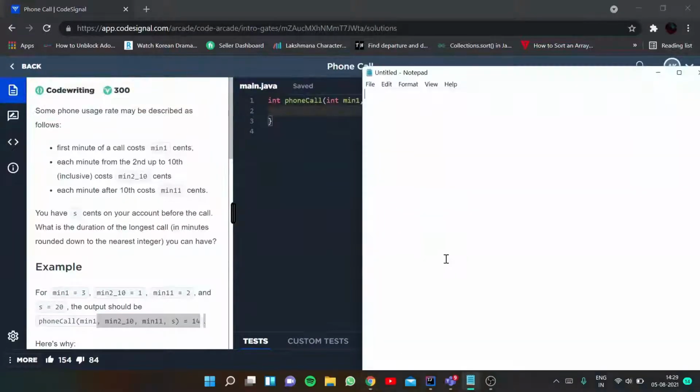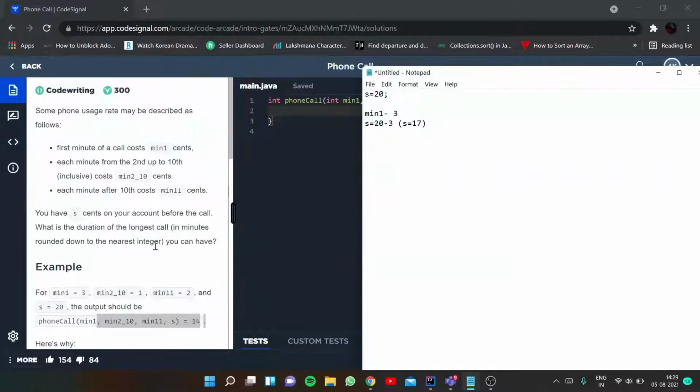Okay, we'll explain this. Minute1 is the first variable. That means the first minute will cost a particular value. In this example, it's given as 3. We have to consider the total cents we have, which is 20. So the first minute costs 3 cents, and we can make that call. So 20 minus 3, we have 17 balance.